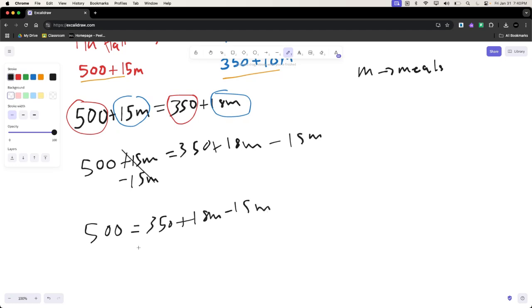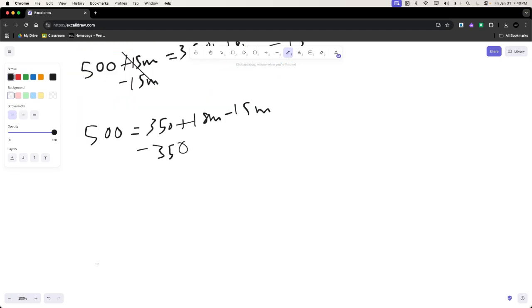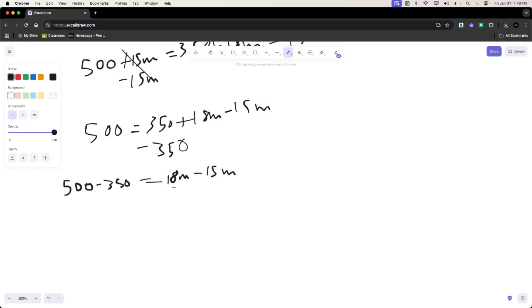And then let's go ahead and subtract 350. So then we're left with 500 minus 350, which equals 18m minus 15m, right?